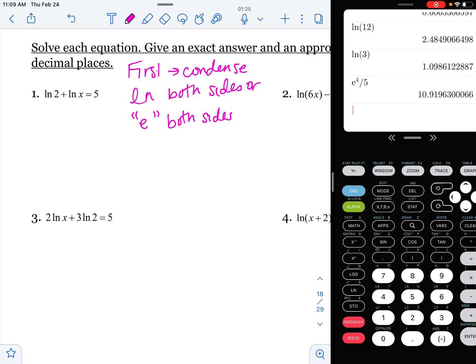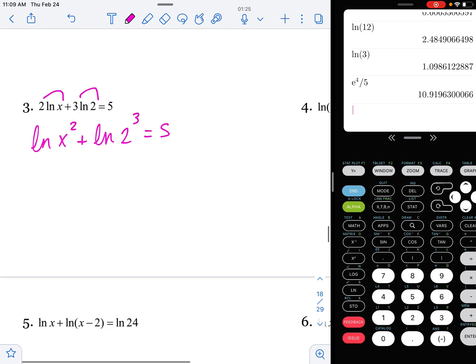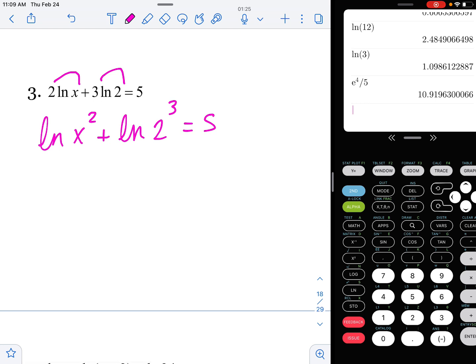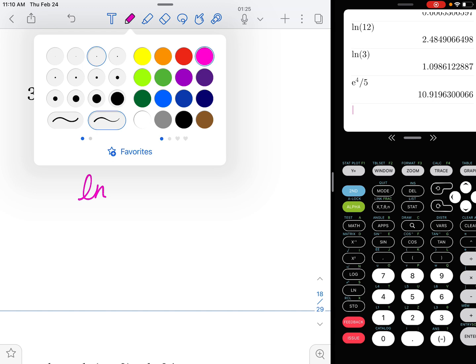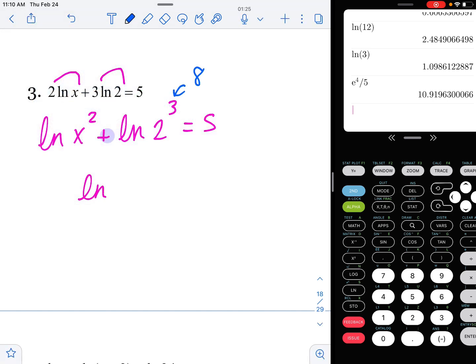So if we look at number 3, we're going to notice that first we have these exponents or coefficients that turn into exponents. So this will give me ln of x squared plus ln of 2 to the 3rd equals 5. And then since I know that 2 to the 3rd is 8, I can just replace that with 8. And because here I have a plus sign, that means I'm multiplying those. So this will give me ln of, and like we just said, this is equal to 8. So I'm just going to say ln of 8x squared equals 5.